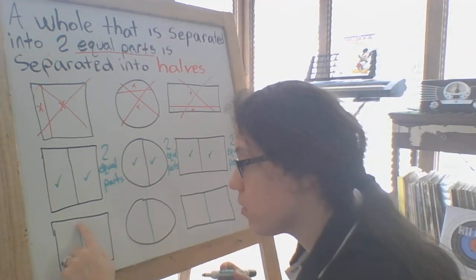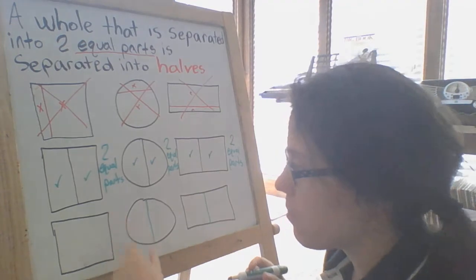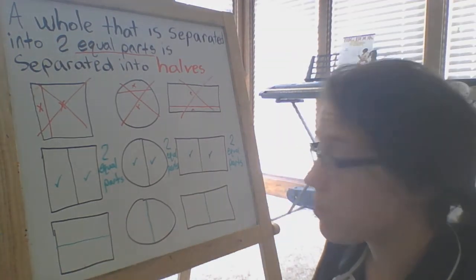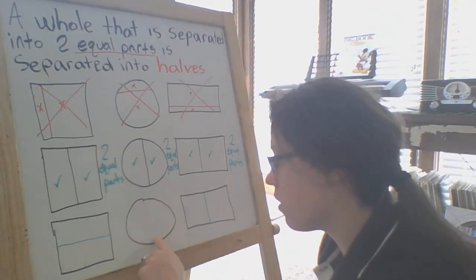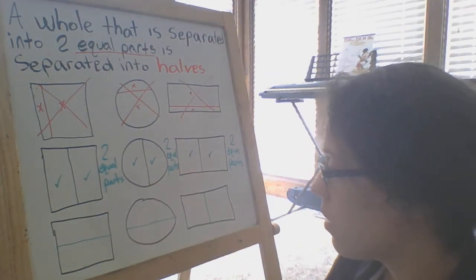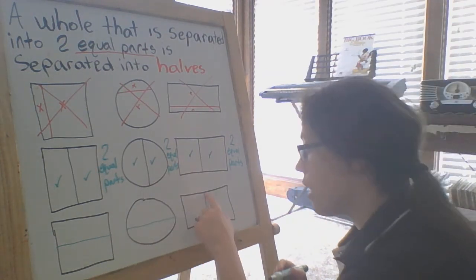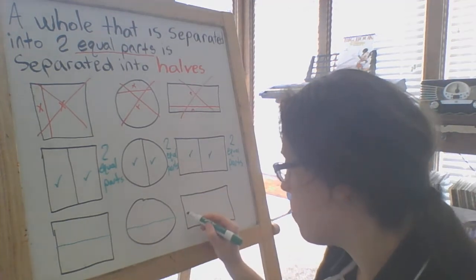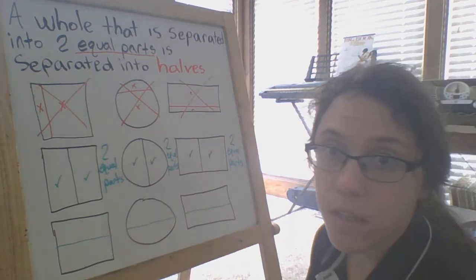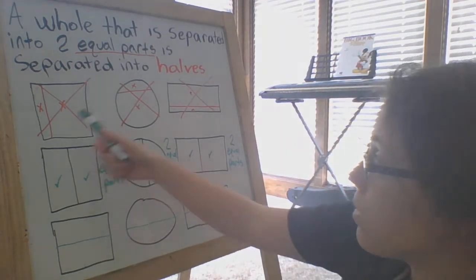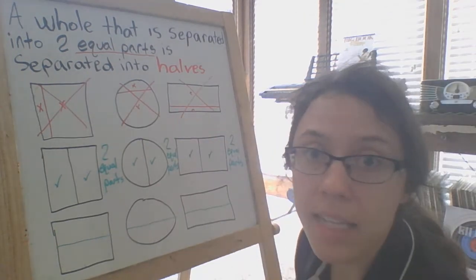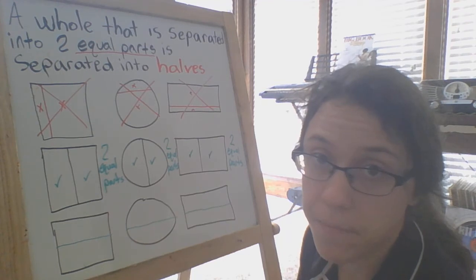You could also, since a square is the same length of sides all around, this also would work. And since a circle is also equal on all sides, this would work. And actually, a rectangle could very well be a half if separated like that. The only reason why these were not correct is because the halves were not equal, and it has to be equal parts.